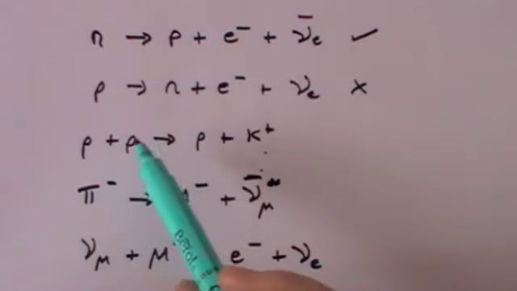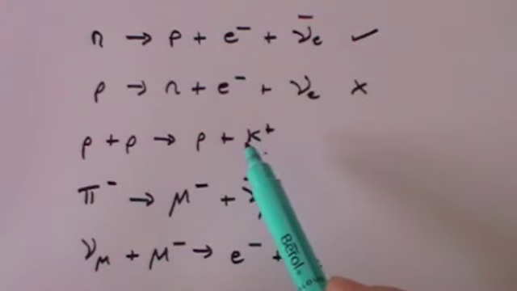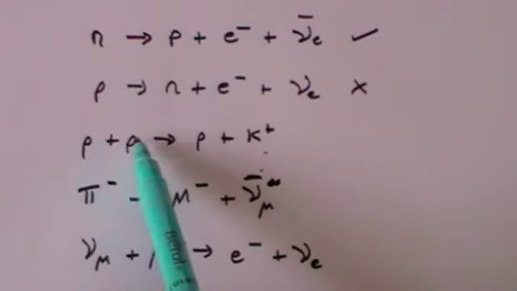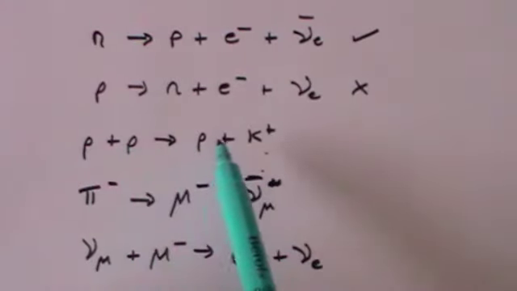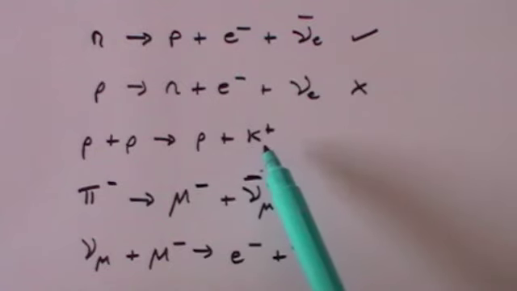So that's not going to work. Here we've got a proton and a proton becoming a proton and a kaon. Well, that's not going to work because we've got 2 baryons on this side, but only 1 baryon on this side. A kaon is a meson, and a meson is not a baryon. So that's not going to work.